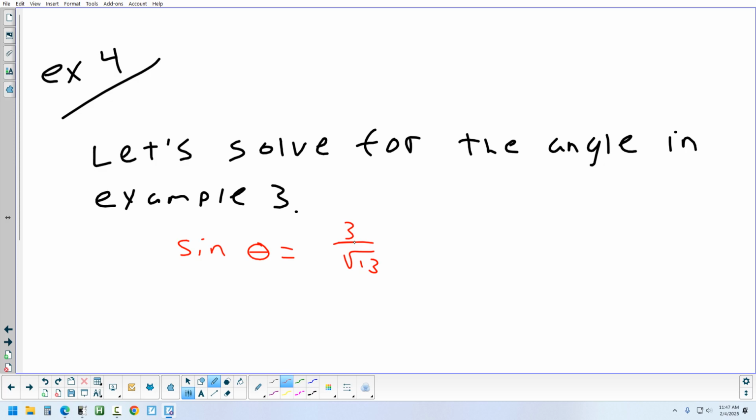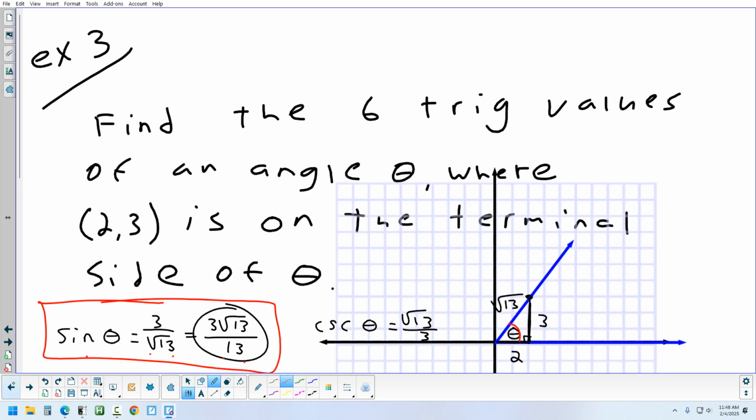Again, I would not leave that as a final answer. It's my work to get to the final answer. I want to solve for theta. What do I have to get rid of on the left if I want theta alone? Sine. I need to get rid of sine. What function gets rid of sine? Inverse sine. So take the inverse sine of what's on the left and take the inverse sine of what's on the right. And that will tell you how big the angle is in that picture.